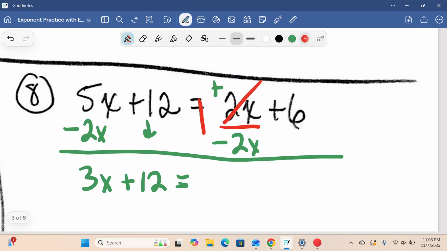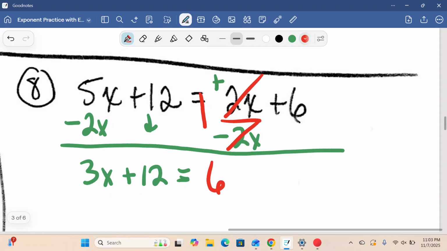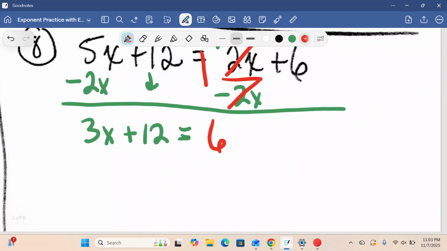I have a positive and a negative. That gives me a 0, and then that gives me a 6 on that side. I'm down to a simple one-step equation. So what I'm going to do is I'm going to do my railroad track. I'm going to circle my 3x because that's the one I want to get by myself.